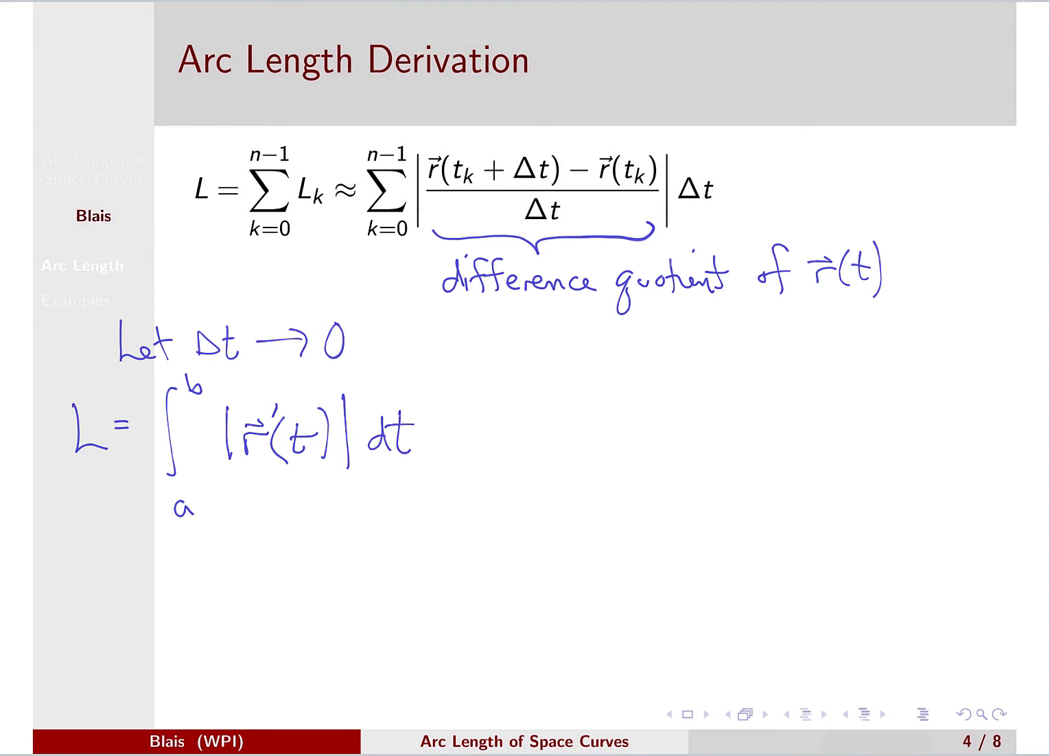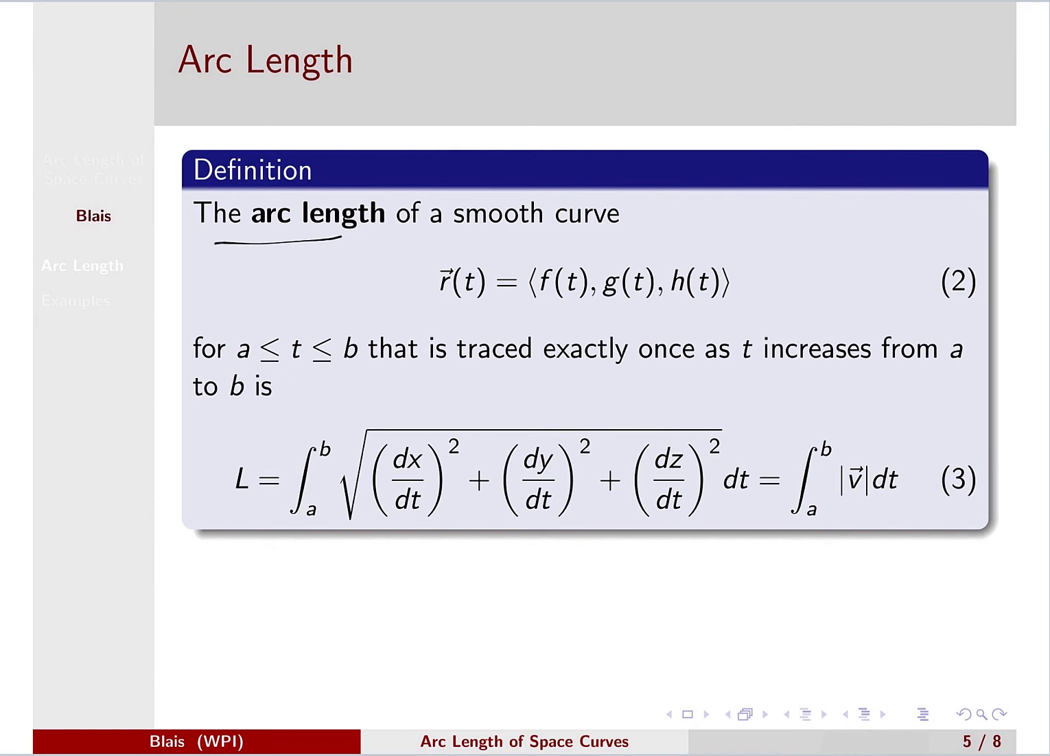And we state this result here. The arc length of a smooth curve, r of t, as before, for t between a and b, that is traced exactly once as t increases from a to b, is given here. And you see the way we've written this, this is an expression for the magnitude of r prime of t. And recall that when we think of r as a position vector, r prime of t we call the velocity vector. So you can think of this as integrating the magnitude of the velocity vector to get arc length.